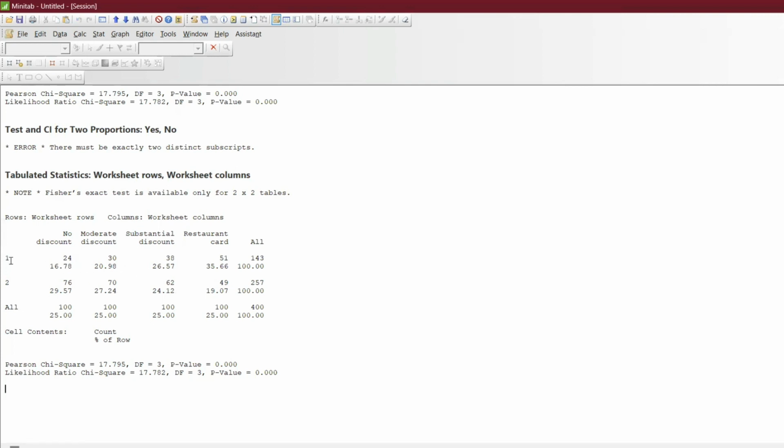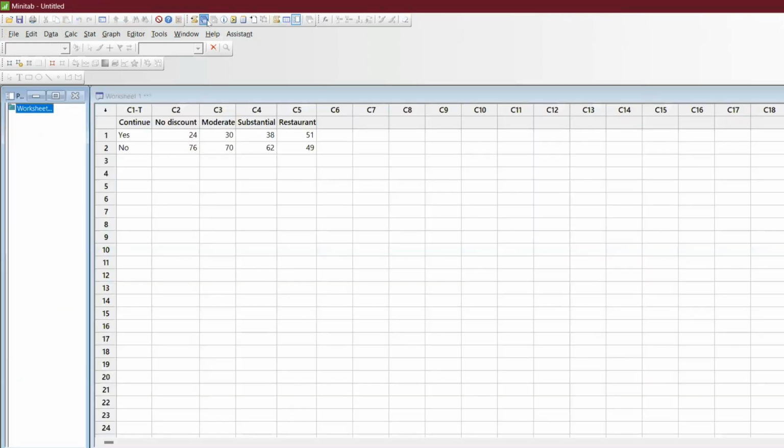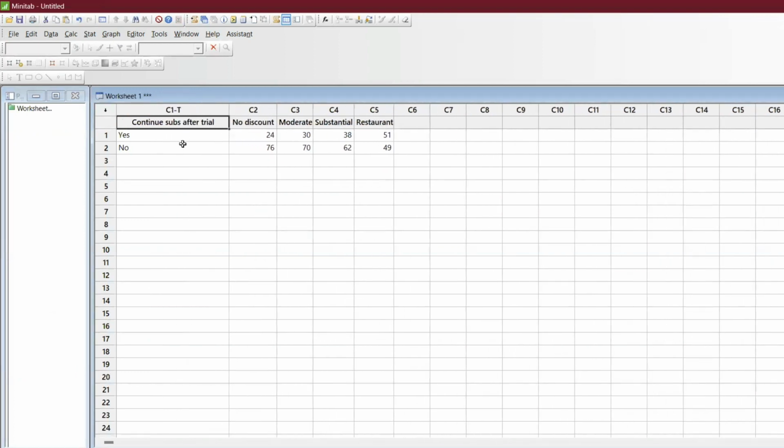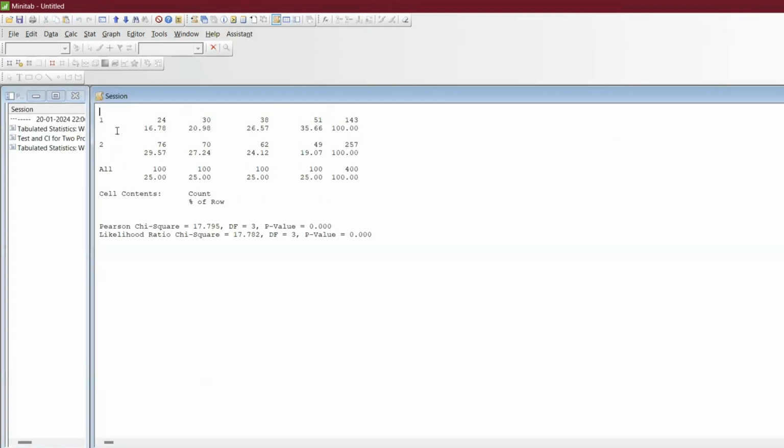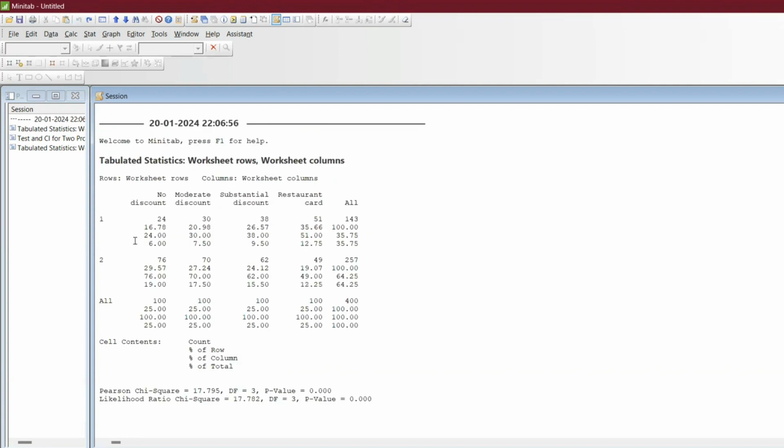So this 1 refers to yes, meaning the discount is given, and no refers to no discount given, right? In your data set, these values are there, like yes and no. And continued subscriptions is whether they continued the subscription after the trial period, yes or no. Minitab has referred to that as 1 and 2, right? So this is nothing but yes, and this is nothing but no. 1 refers to yes and 2 refers to no.